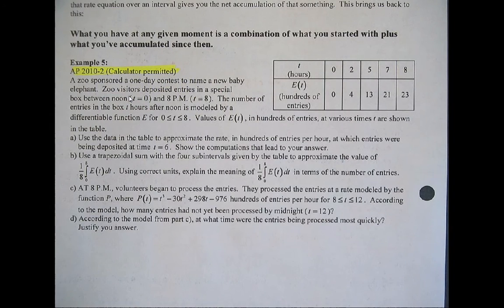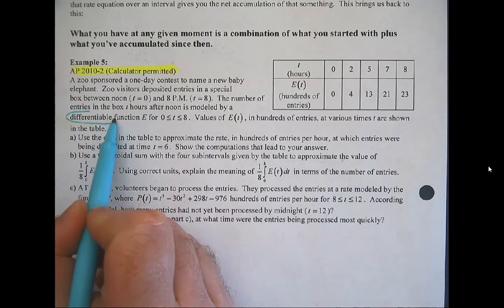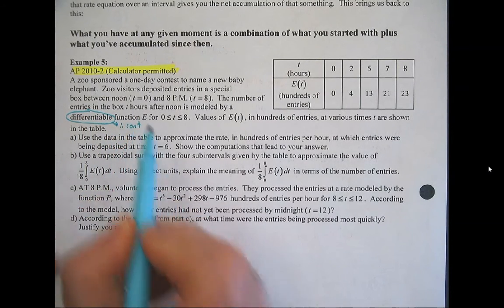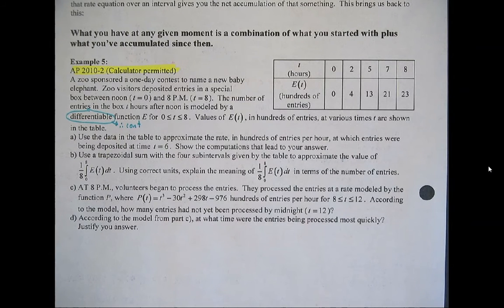A zoo sponsored a one-day contest to name a new baby elephant. Zoo visitors deposited entries in a special box between noon, which they called time equals 0, and 8 p.m., which they called time equals 8. The number of entries in the box, hours after noon, is modeled by the function. There's something I want to highlight right off the bat. There's really only one thing that I've seen so far that is important to me. This is differentiable, therefore continuous. So that's a help. Function e, t from 0 to 8. Values in hundreds. Here's another thing.